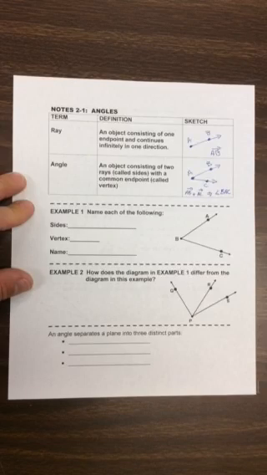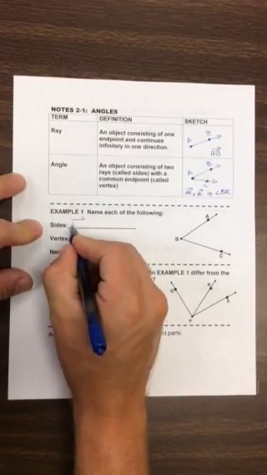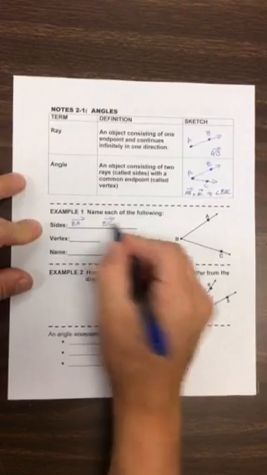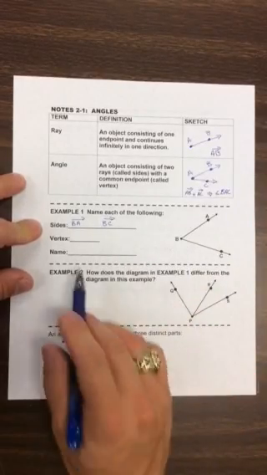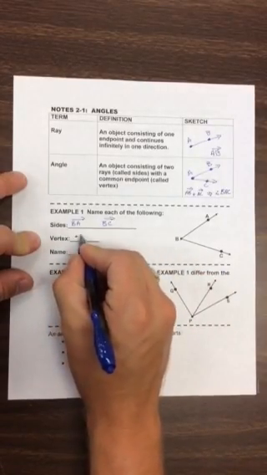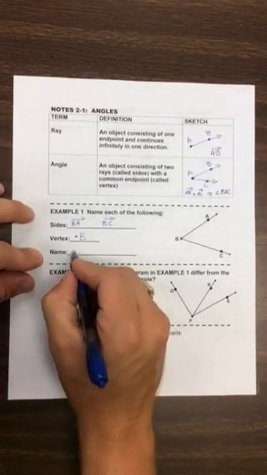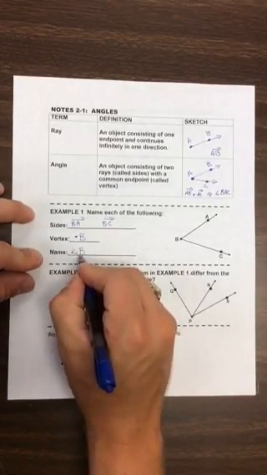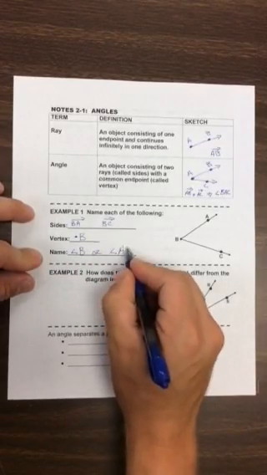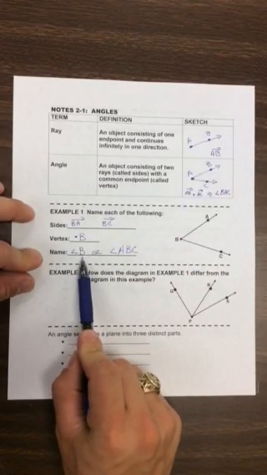For example 1. Sides. We have two sides. Again, our sides are rays. It is ray BA and ray BC. Remember, on rays, we must start with our endpoint. The vertex is the point in the middle, our common endpoint, otherwise known as point B. The name for our angle: I could call it angle B, or I could call it angle ABC. The important part here is I can call it angle B and only use one letter.